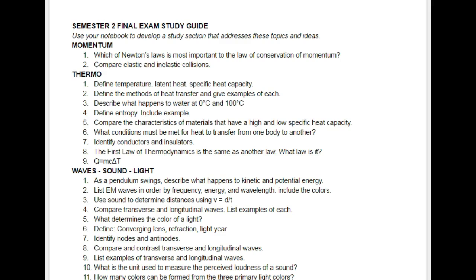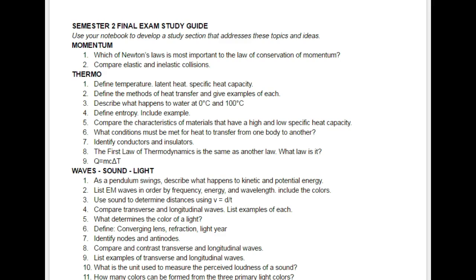For thermodynamics, you need to define temperature. You need to define latent heat. You should be thinking about things that are changing phase. And specific heat capacity, remember the unit tells you what it is. It's the amount of heat required to change the temperature of a certain mass by 1 degree Celsius or Kelvin.